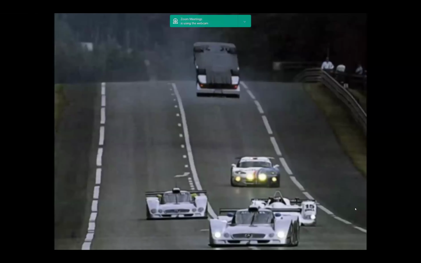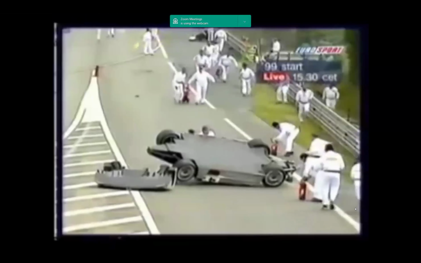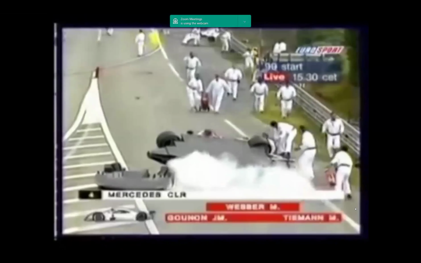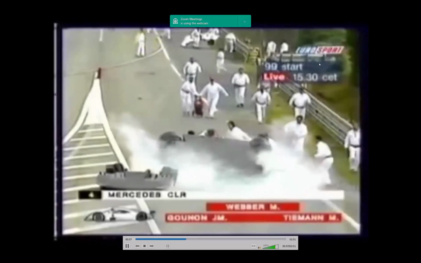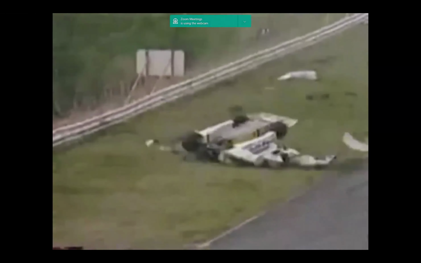Let's see how it took off. There. See how it looks. So you have to design them properly. These things, right? At that speed, they become planes literally.